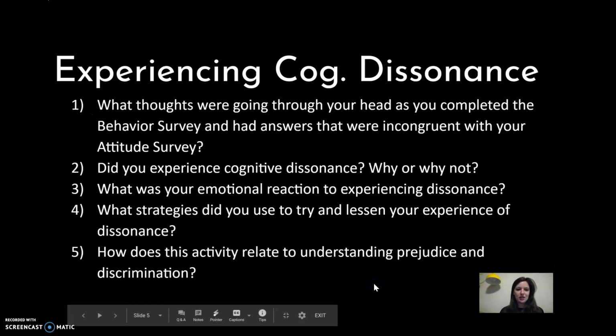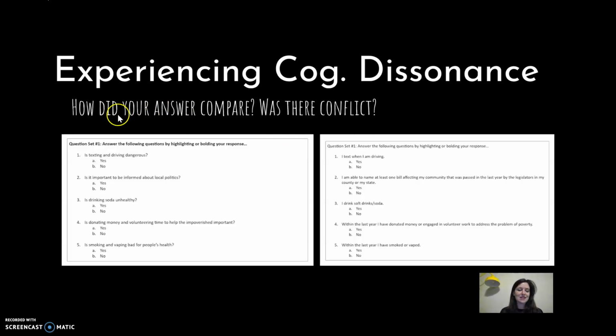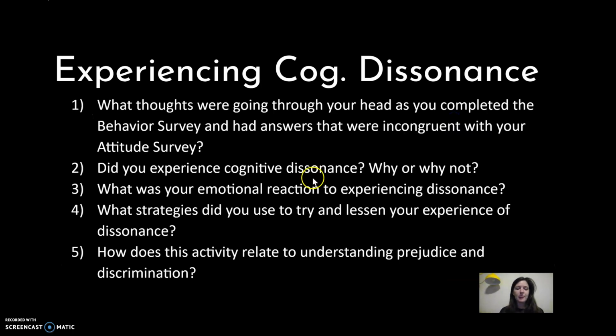And so while you were answering these, what thoughts were going through your head as you completed the behavior survey and had answers that were incongruent with your attitude survey? So for instance, is texting and driving dangerous? You might have answered yes, because texting and driving is quite dangerous. Texting and driving while you're on 40 is a dangerous thing to do. But then it says, I text when I'm driving. You also might have said yes. So it's the idea that you know that it's dangerous and yet you do it. And so maybe you didn't have those actually disagree, but with one or more of these, you likely had some type of disagreement between your beliefs and your behavior. And so what was going through your head when you had those conflicting answers?